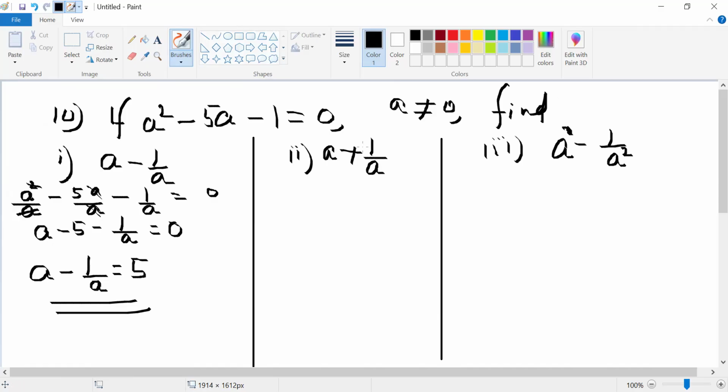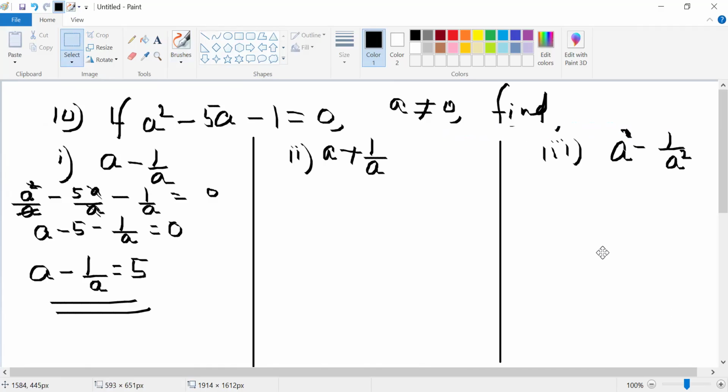Now a plus 1 by a. So how will we find a plus 1 by a from a minus 1 by a? That little work is there. To get that, the identities will help. So a plus 1 by a the whole square is equal to what? a square plus 1 by a square plus 2.